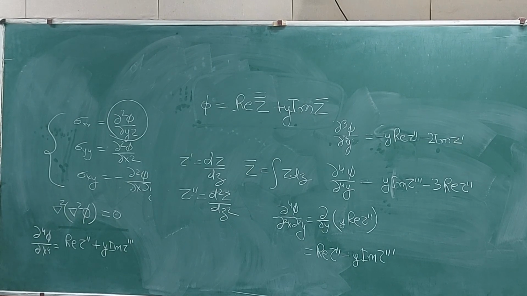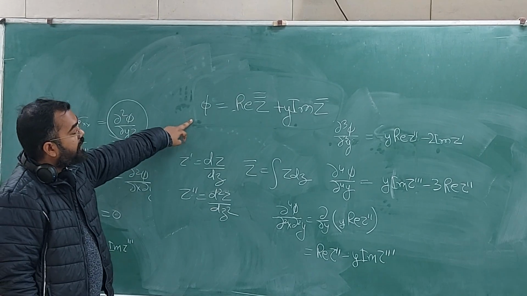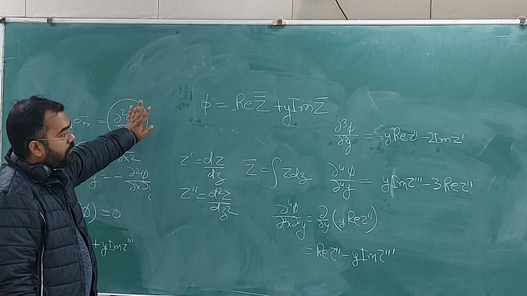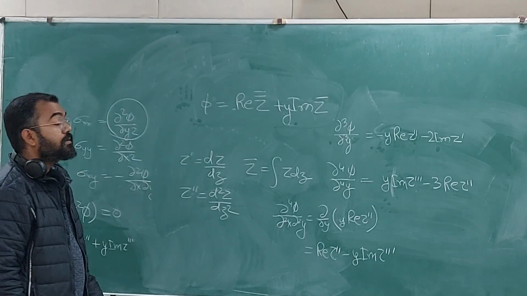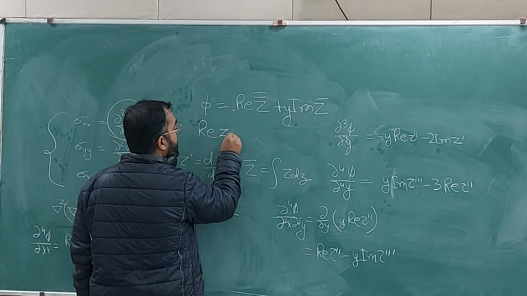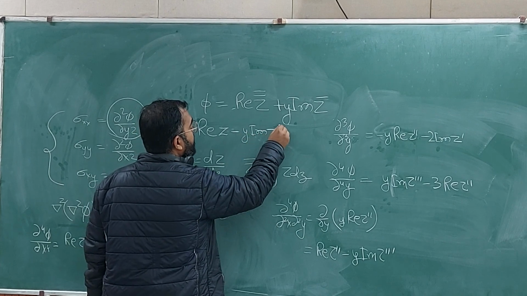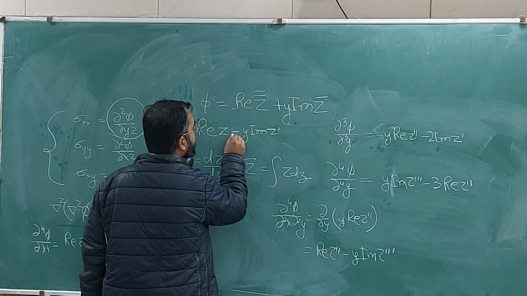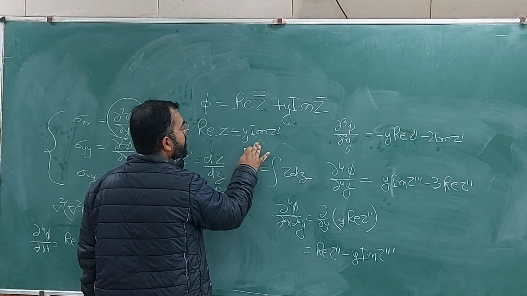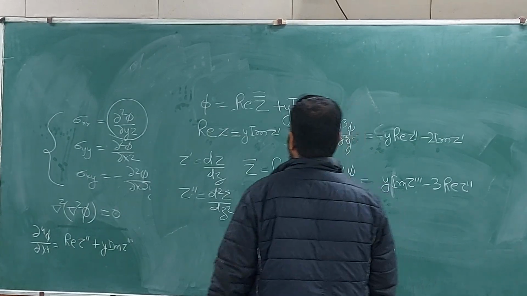So you can find out del 2 phi by del y square with this. So do we have del 2 phi by del y square? What is it? Real part of z minus y imaginary part of z dash. So this must be 0. That means real part of z must be equal to y into imaginary part of z dash, right? I have wiped out the CR equation.